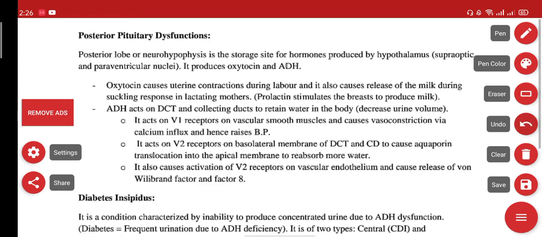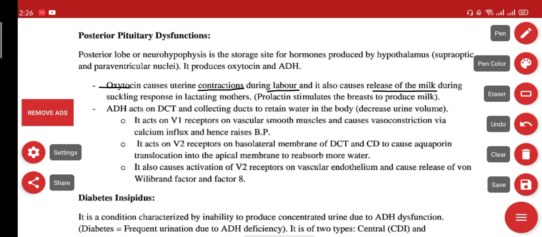Now what do these hormones do? First of all, oxytocin causes uterine contraction during labor, and it also causes release of the milk during the suckling response. Now when the baby suckles the nipple of the mother, oxytocin is released, and that oxytocin causes the release of the milk.